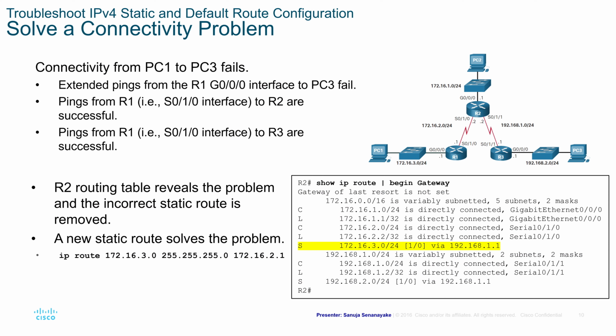Solve a connectivity problem. Remember that network diagram that we were looking at a few slides ago. It's the same network diagram here. Right now, connectivity from PC1 to PC3 fails. We don't have connectivity from PC1 to PC3, so there is a failure along the network. We will use extended pings from R1, the left-hand side router.